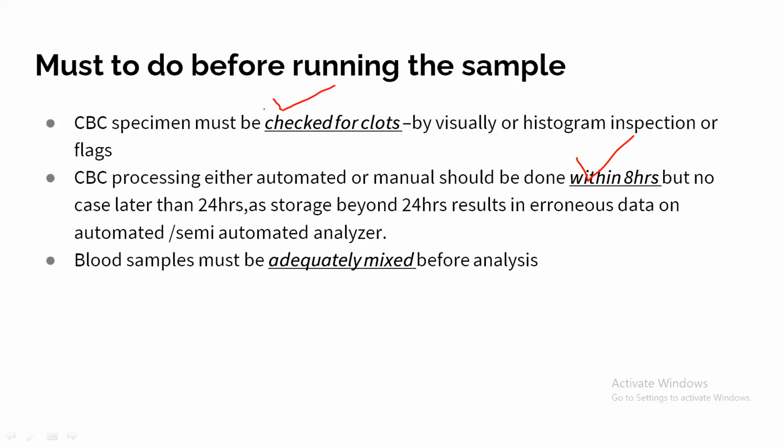But the most important problem we are facing is checking for clots. We always miss it. The moment we collect the sample, you need to shake it at least 3 to 4 times. Only then will the anticoagulant be well mixed with the blood so that there won't be any clot formation. If clots are formed, you will spuriously get a low platelet count because of the clumps. So again, you will have a problem.